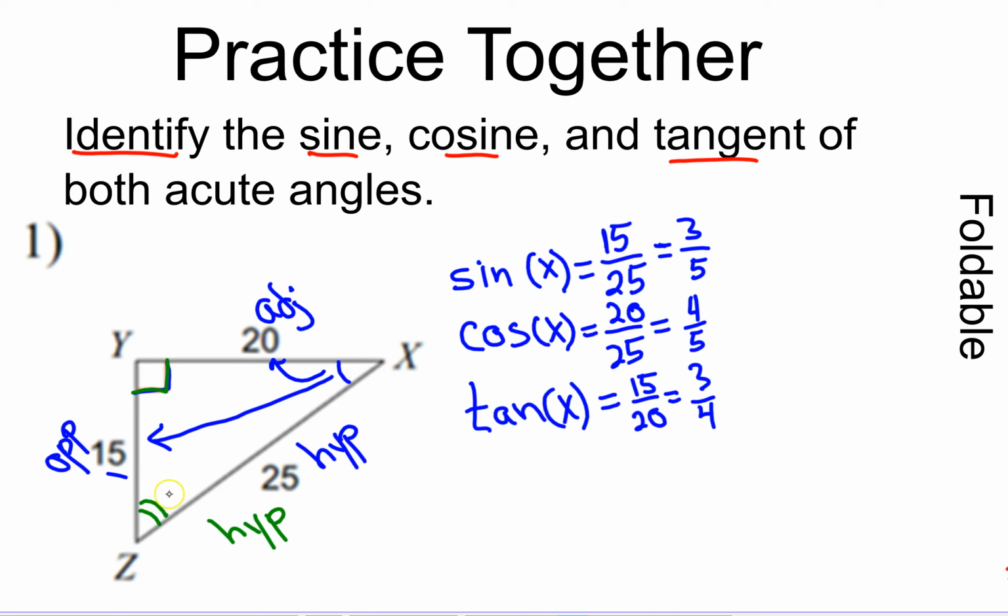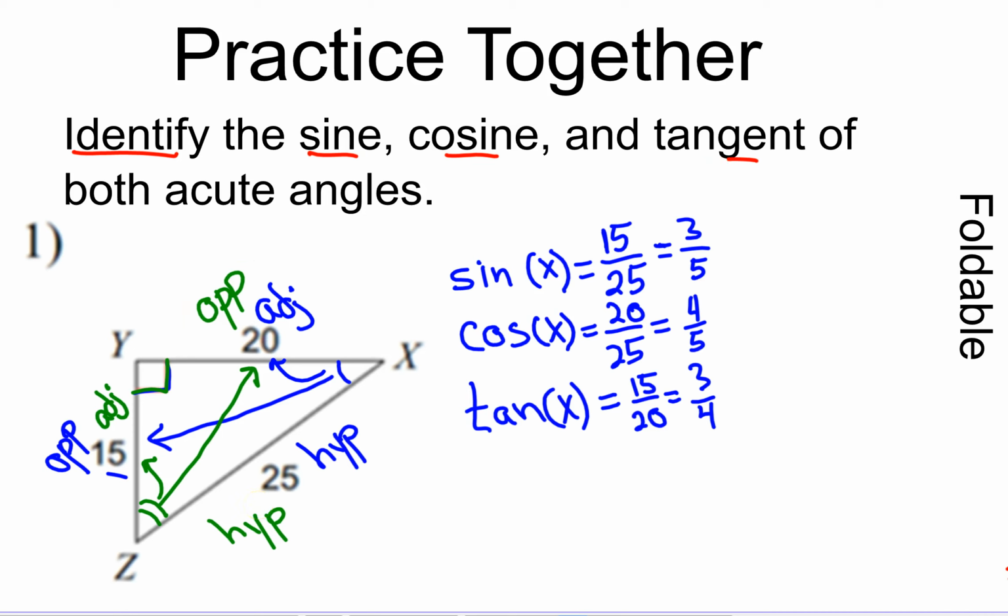Then I like to do my opposite. So I go from this angle z. I'm going to find the opposite side. So the opposite side in this case is the 20. Then the adjacent side is going to be 15. So notice how when I switched acute angles, I switched the opposite and adjacent, but the hypotenuse stayed the same.